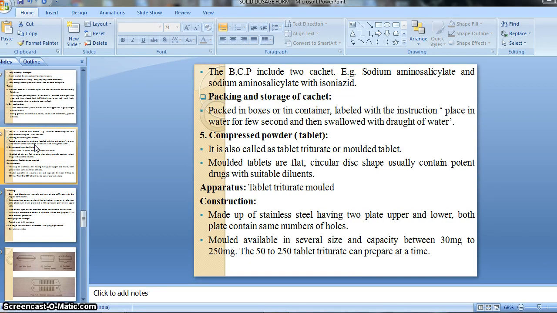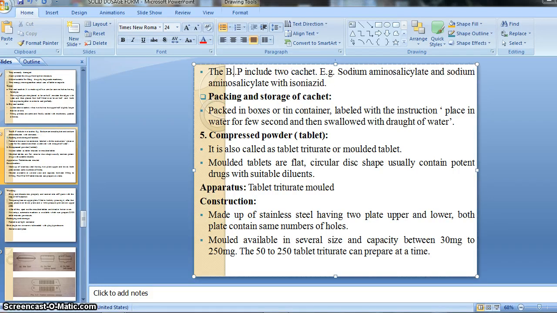So after that, the BPC includes two sachets, right? BPC means the British Pharmaceutical Codex.